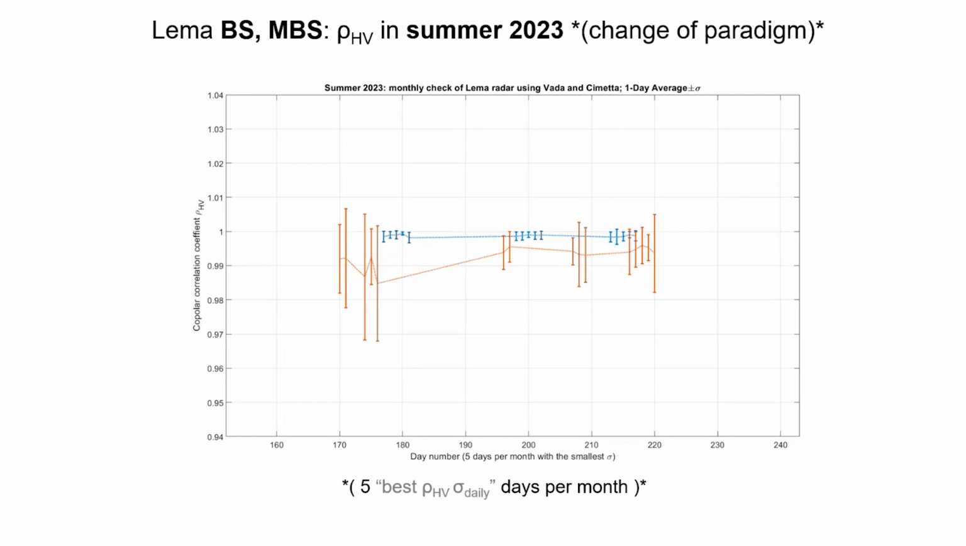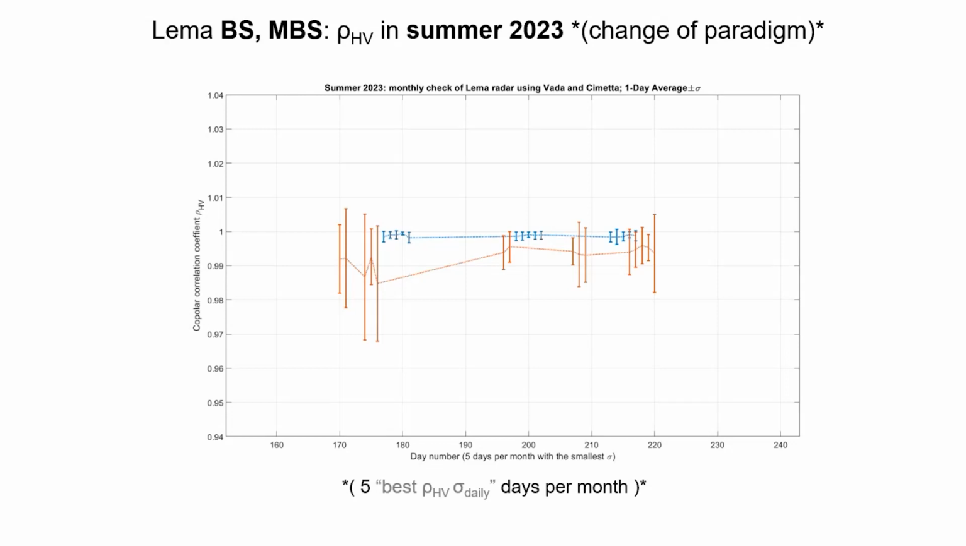And this is what happens for the last summer. So here you have rho HV and you have the standard deviation for each day at the daily level. And so I concluded, yes, maybe I can go on tracking the statistics of this polarimetric signature and tracking these two bright scatterers, Cimetta and Vada, month after month, and see what is going on.